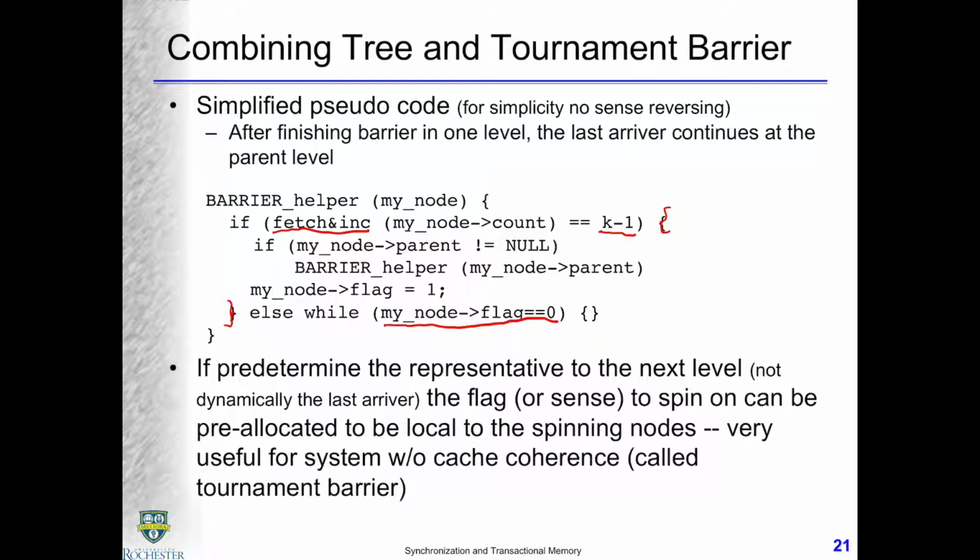Okay. So if you are the last thread to arrive at the node, then you're done, but only for this level. Okay? And you're supposed to participate in the next level. So if you don't have a parent and this is the root, then you're done. But if you do, you recursively call the barrier library call again, just at a different node. Okay, but if you are the last node, then you simply set my node flag to 1 and release everybody.